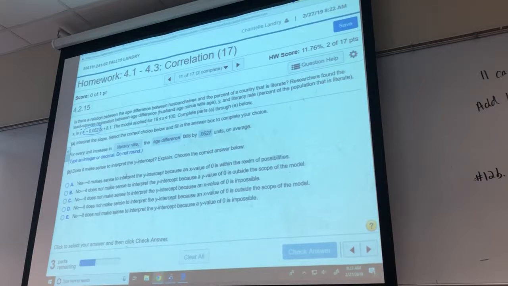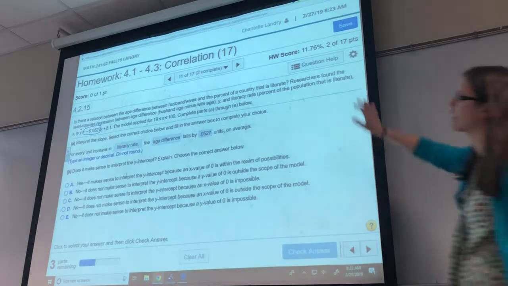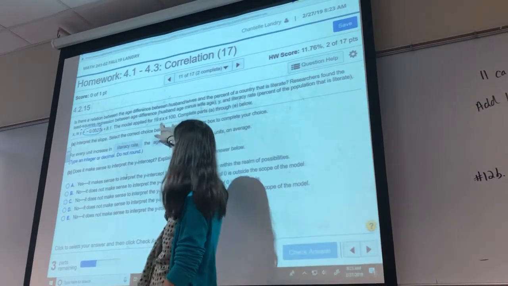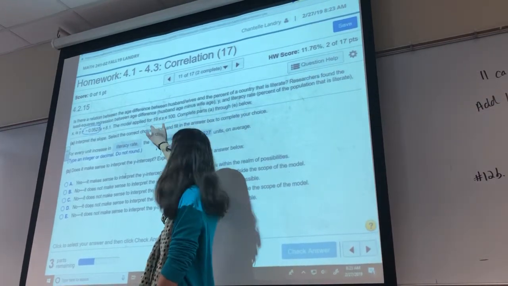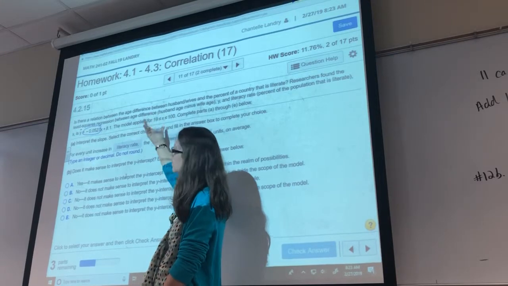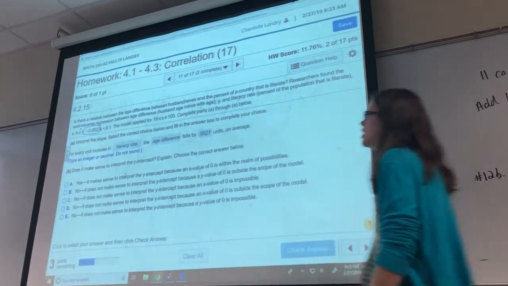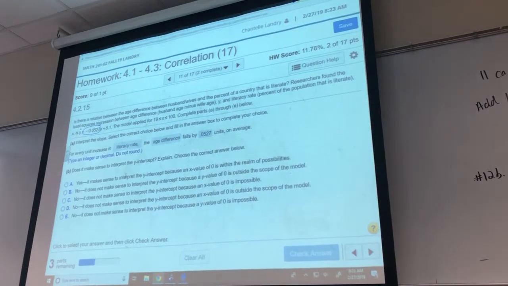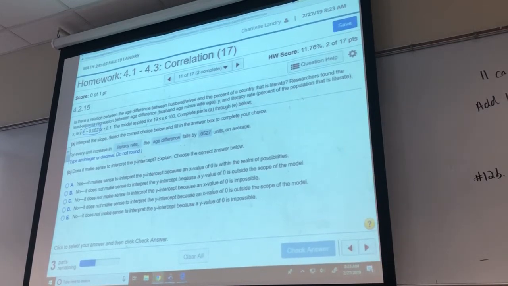Ask us if it makes sense to interpret the y-intercept. So the y-intercept is when x is 0, so x is our literacy rate. We're saying, does it make sense for your x, your literacy rate, to be 0? Technically it could, like in real life, but the way this is set up, they tell you that x has to be between 19 and 100. So this model doesn't apply when x is 0. So we'll say, no, we can't interpret the y-intercept for this one.